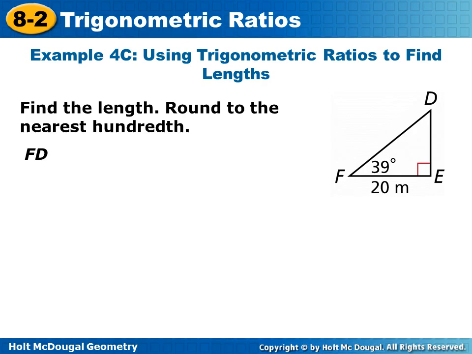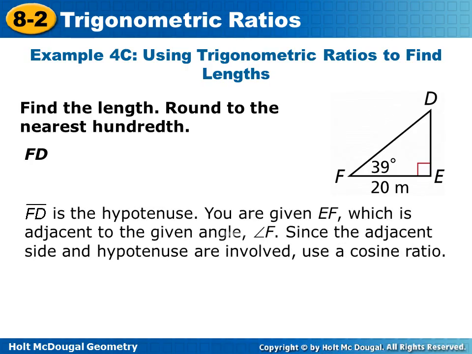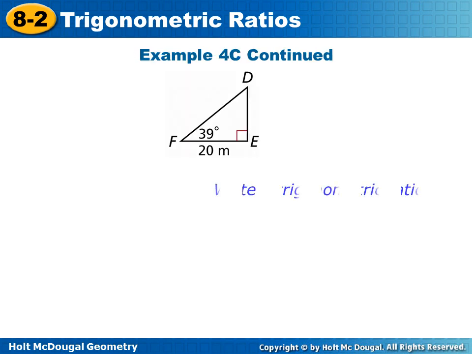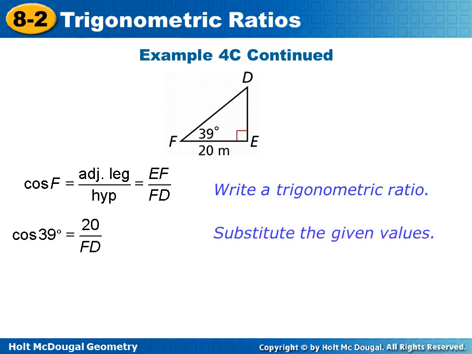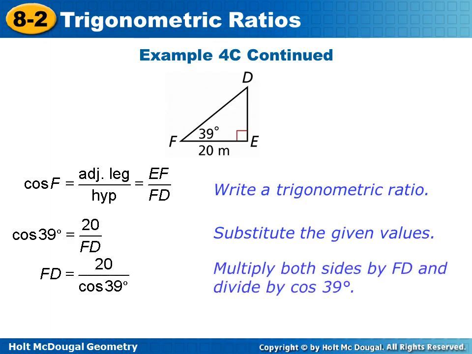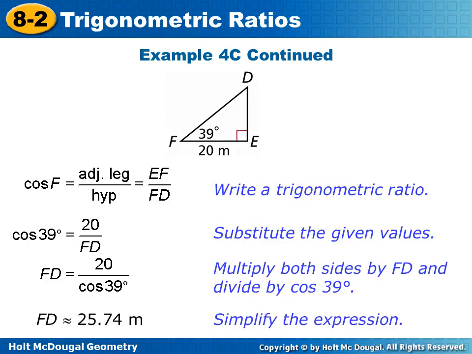Here's an example where we're finding FD. FD is the hypotenuse of the triangle, and 20 is the adjacent side to 39 degrees. With adjacent and hypotenuse involved, we're going to go ahead and use a cosine ratio. The adjacent leg is EF, and the hypotenuse is FD. Substituting, we get cosine of 39 equals 20 over FD. Solve for FD, and you get the expression 20 over cosine of 39. Put that in your calculator, and you get approximately 25.74 meters for FD.